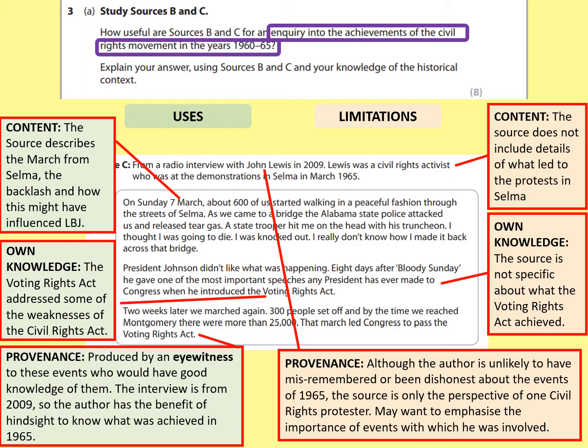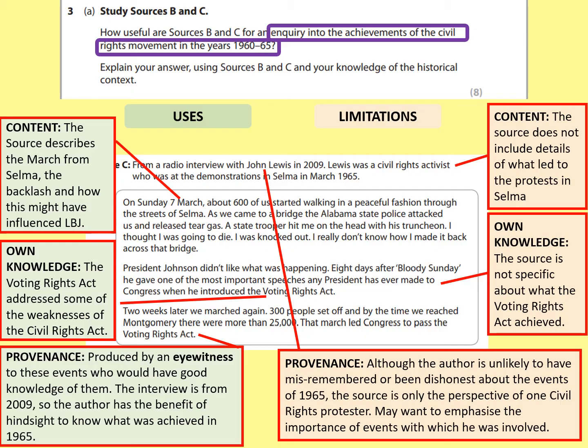I'm not a big fan of when students say, well, this person is recalling events from many years later, so they've blatantly forgotten what was going on. Think about the most important events in your life. Think about the most important events in anyone's life. Are you really likely to forget them? Bear that in mind.